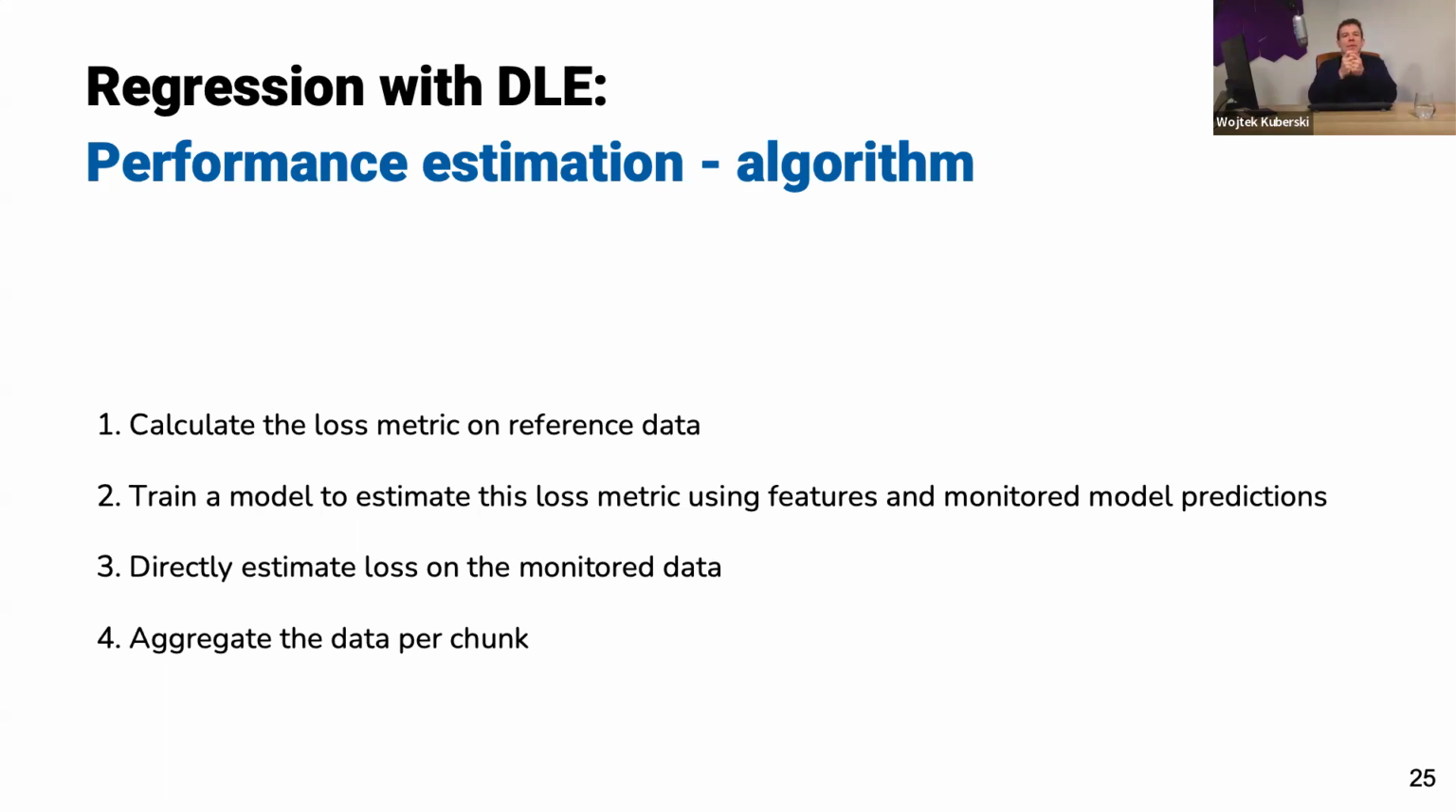Then we're going to take that regressor. Let's say it's a gradient boosting model. Actually, in our open source and the cloud product, we use gradient boosting models. And then we can use that model, the DLE, to directly estimate the loss on the monitored data. So for every data point, we're going to estimate the expected absolute error. And once we have all those absolute errors for a given chunk of data, let's say a day of data, we can aggregate them per chunk. And that is the output that we have: the expected mean absolute error per chunk.